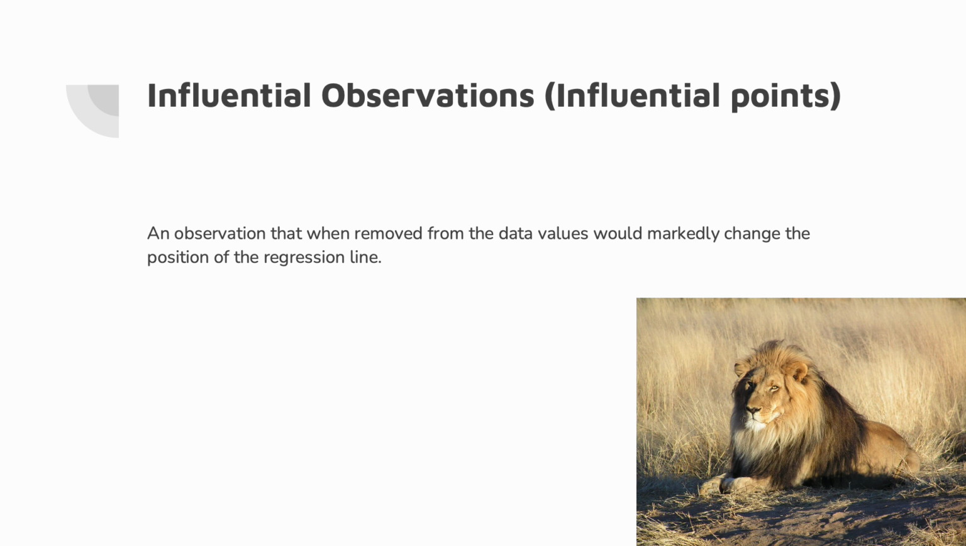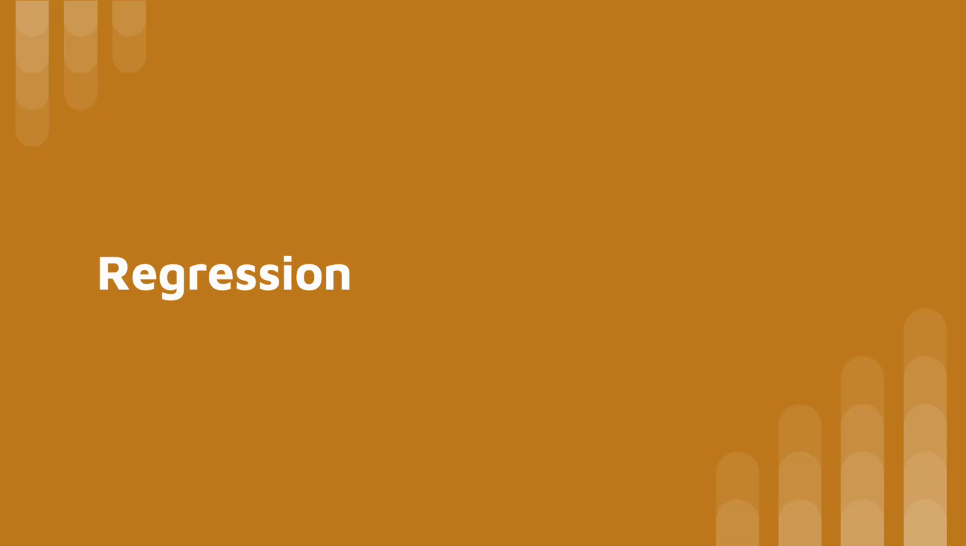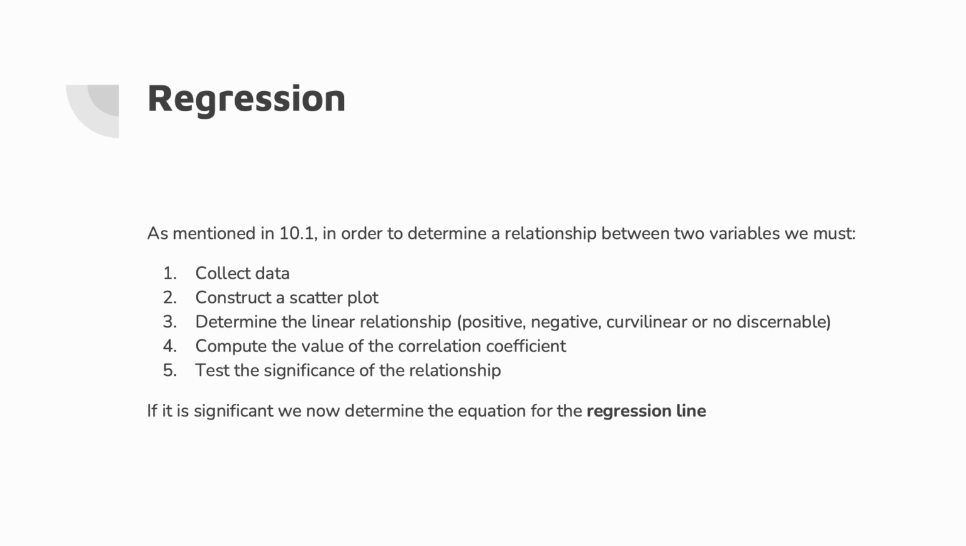Influential observations, or influential points, is an observation that when removed from the data values would greatly change the position of the regression line. Next up we got regression itself. As mentioned in 10.1, in order to determine a relationship between two variables, we must collect data, construct a scatter plot, determine the linear relationship, whether that be positive, negative, curvilinear, or non-discernible, compute the value of the correlation coefficient, and then test the significance of the relationship. If it is significant, we now determine the equation for the regression line.